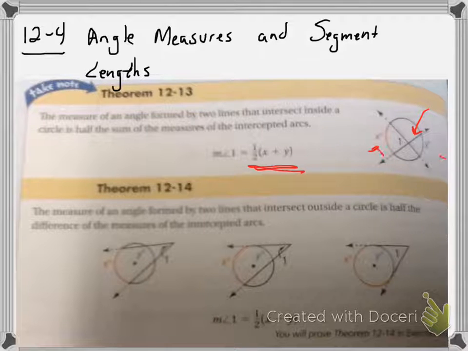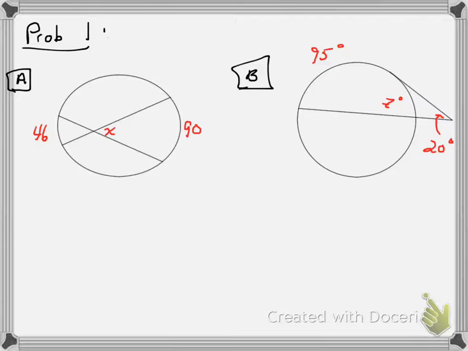So x plus y. Notice here, it's outside the circle. So what I'm going to do is I'm going to take half of the difference of the two arcs. So that's what our cases are going to be. So in problem 1, where's the vertex of my angles? I'm sorry, right there, inside the circle.